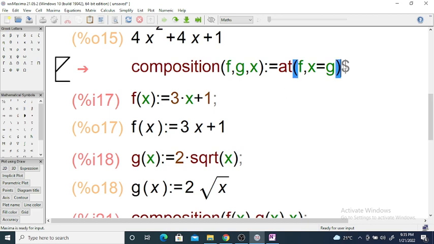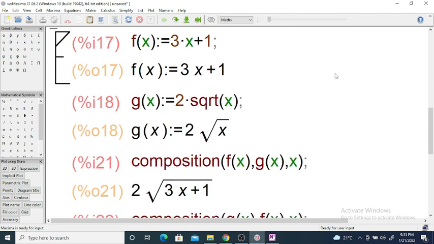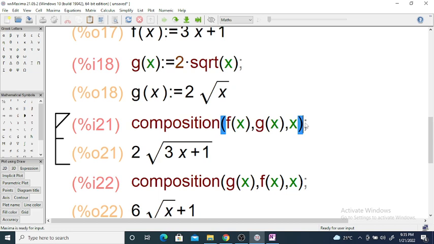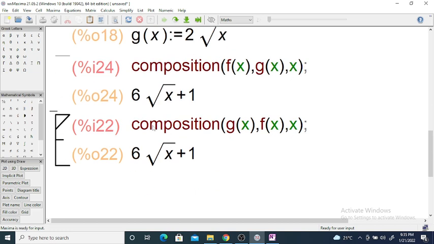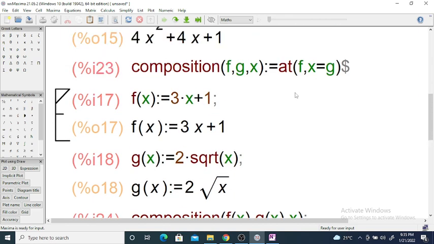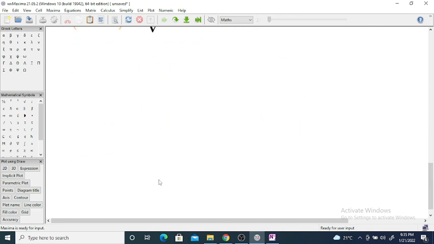Sorry, here we want to press shift enter. Now if you write here, you can check here, it is 6 root x plus 1, and if you enter one more time, it is 2 times root 3x plus 1. So this is the user defined function. We use a user defined function to calculate the composition of functions.